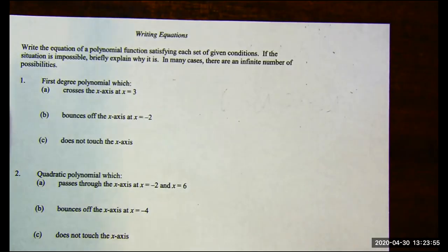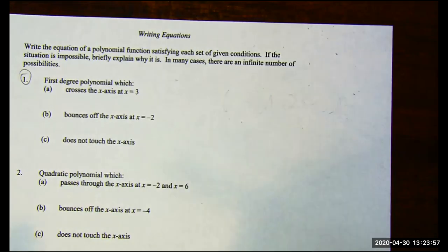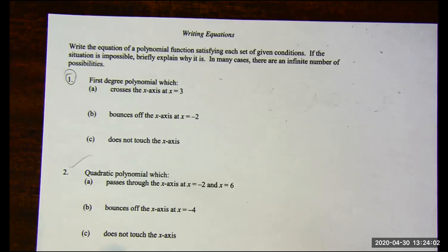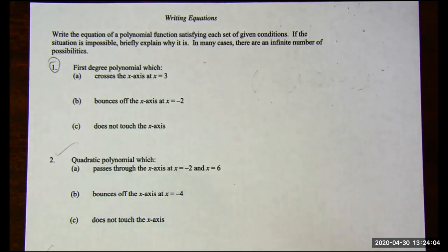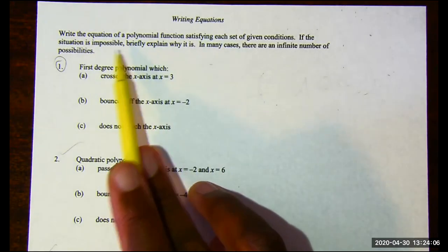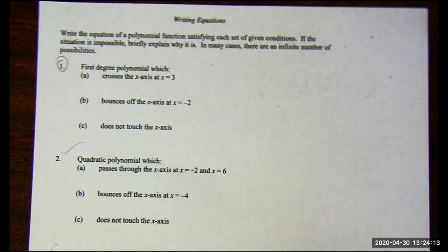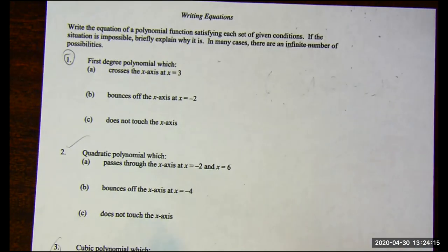Okay, so let's start off with number 1. Then I'm going to jump and do 3 and 4. 2, I think you can figure it out. Write the equation of a polynomial. Notice they say a polynomial. There are going to be a lot of correct answers satisfying each set of given conditions. If it's impossible, briefly explain why. In many cases, there are an infinite number of possibilities.